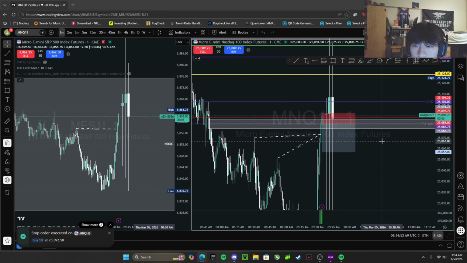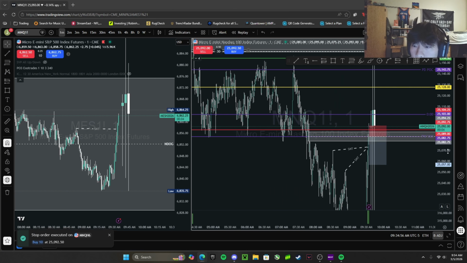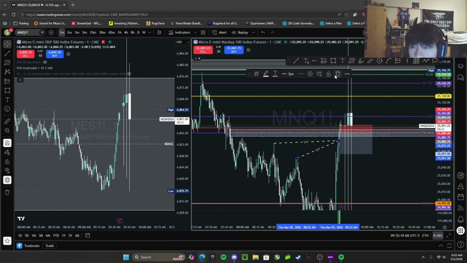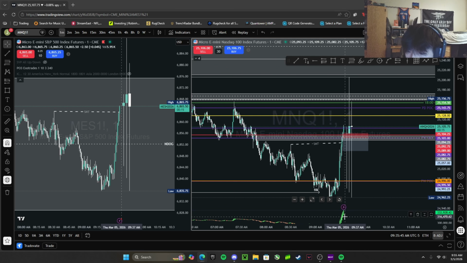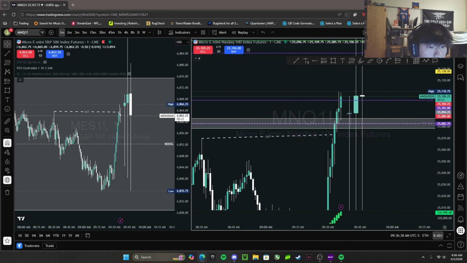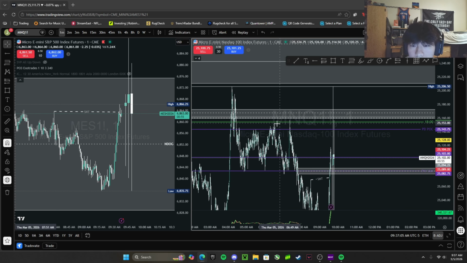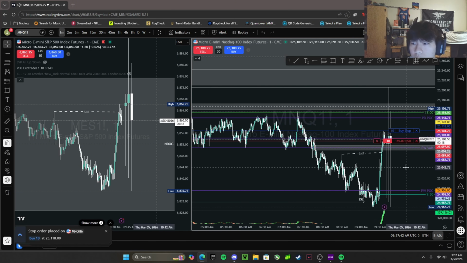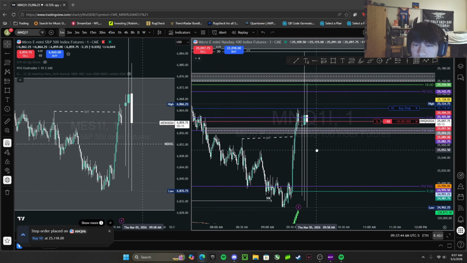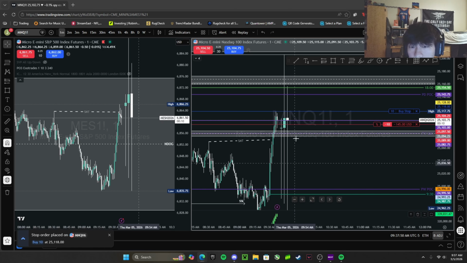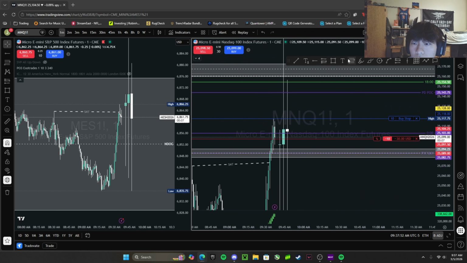Inverse the 1 minute. So now we see some rejections. It's about to flip the CVD. As you can see here, it's a green candle. We have a bearish candle right now.